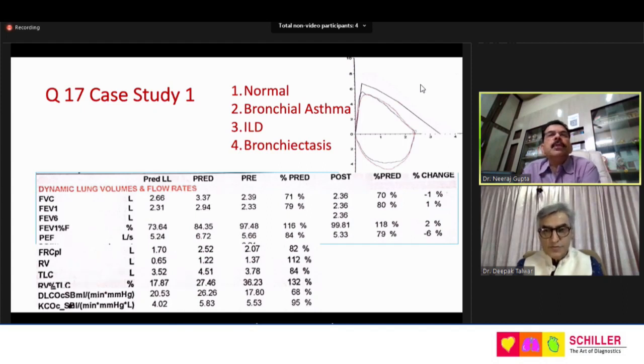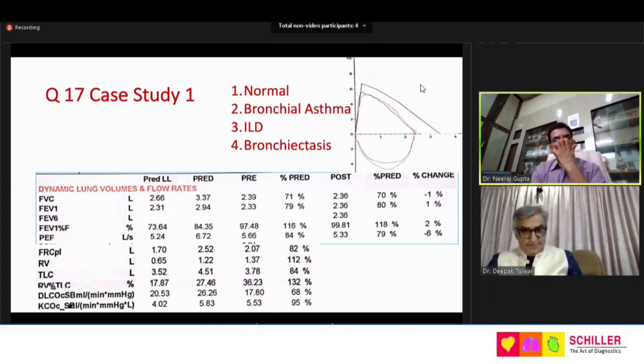So what do you think? On FVC, it is almost 71%. FEV1 79%, and the ratio is 116%. Then have a look at RV-TLC. It is 132%. And diffusion capacity is 68%, and KCO is 65%. So KCO is within normal limits, diffusion a little bit low, with probably a restrictive disorder.